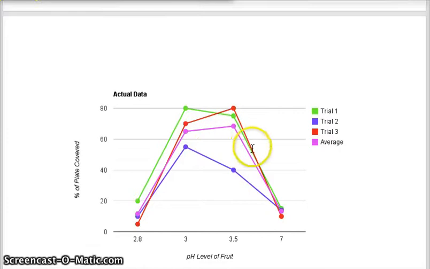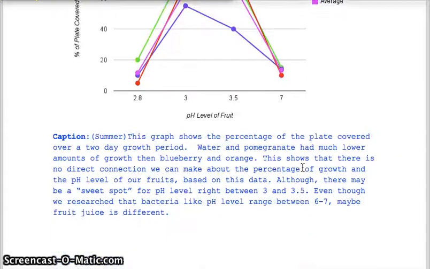Each line represents a trial or the average, and for pomegranate, everything was 20% of the plate covered or below, which is about what we expected. But we expected blueberry to be around 40, orange to be around 60, and water to be around 70, and that didn't happen at all, because the other juices, blueberry and orange, were much higher, and water was as low or lower than pomegranate. So it was much different than we expected.